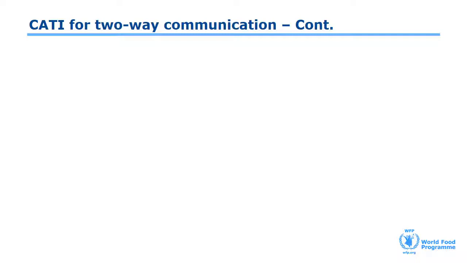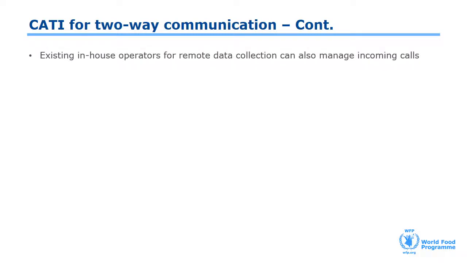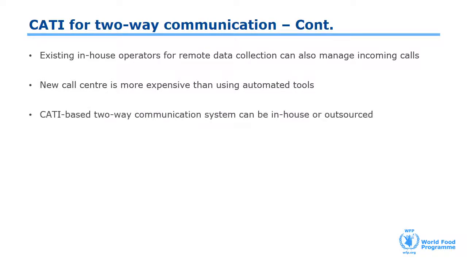So, when would you want to set up a two-way communication system using CATI? If you already have or are planning to have in-house operators for remote data collection, they can manage both incoming and outgoing calls. Note that if you don't have a call center already in place, the system is more expensive than using automated tools, as it requires you to hire dedicated full-time operators. The size of the team depends on the volume of outgoing and incoming calls. A CATI-based two-way communication system can be in-house or outsourced, even if it's focusing on feedback and complaints.